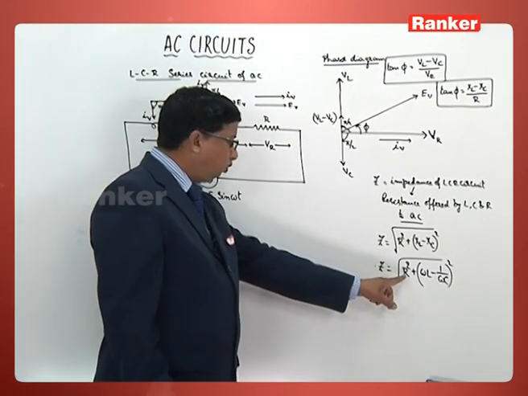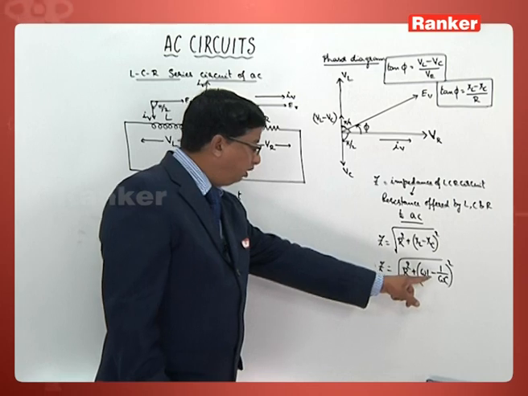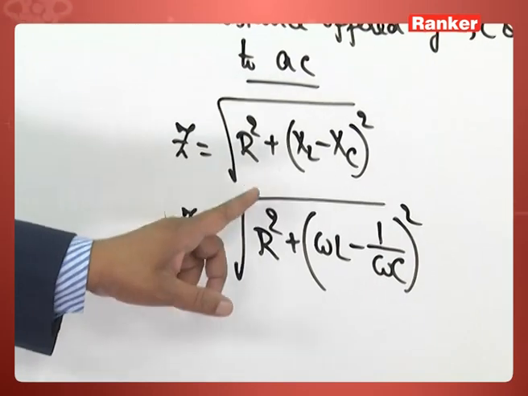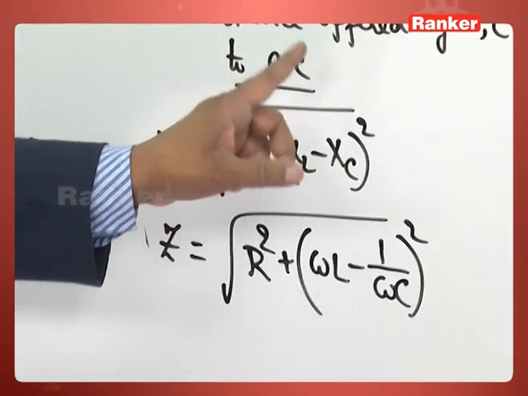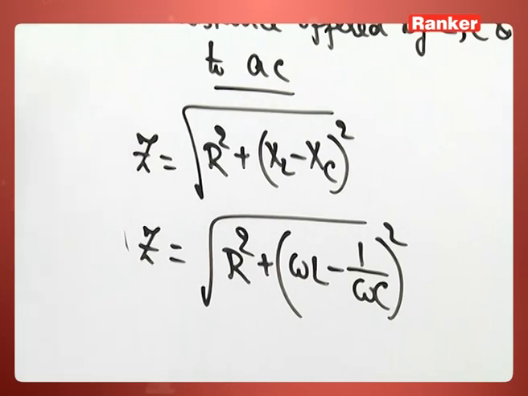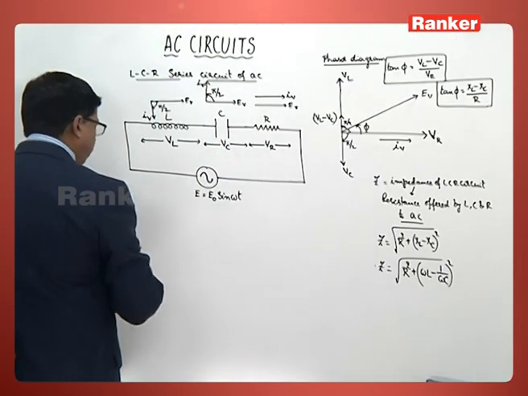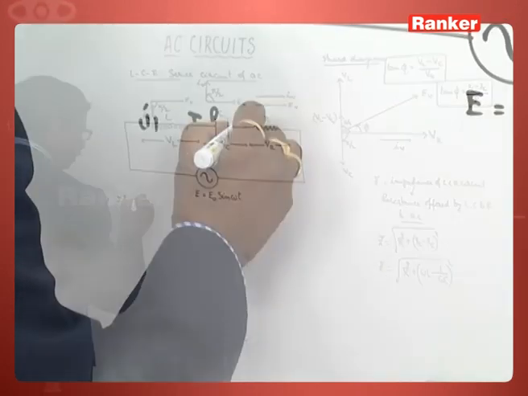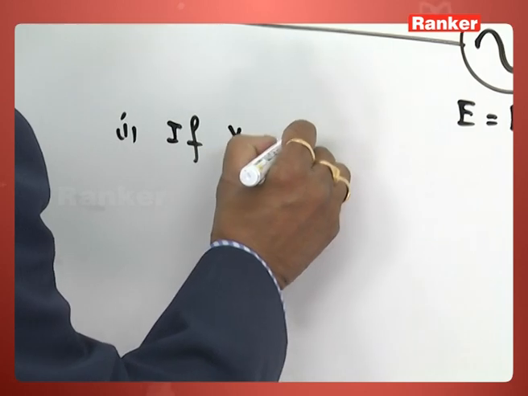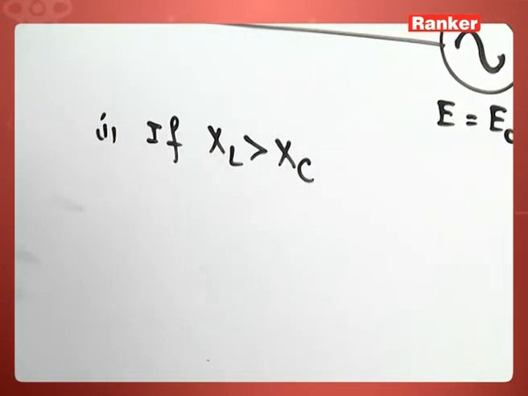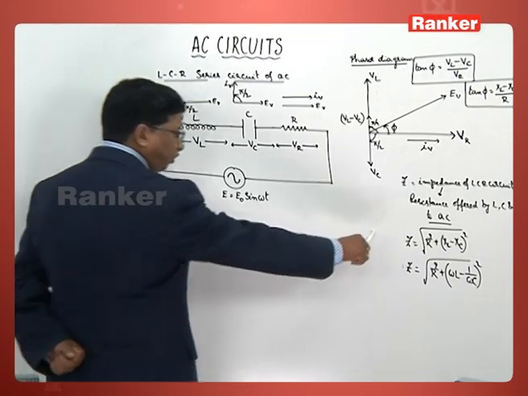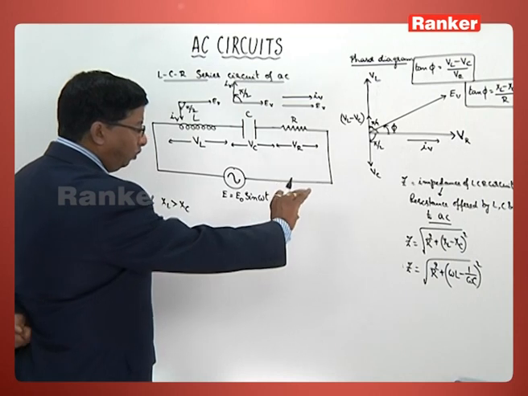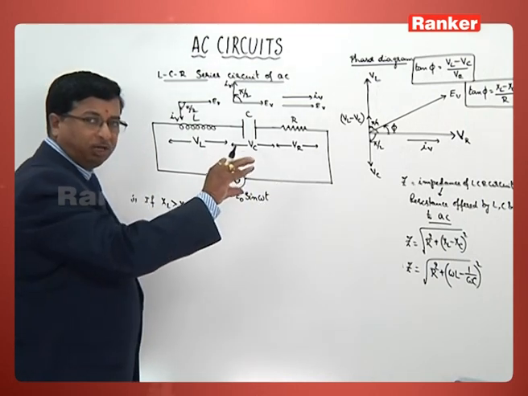Z is equal to root over R square plus omega L minus 1 by omega C whole square. In other words, R square plus XL minus XC whole square, whole under root, that is equal to Z. I write a condition here. The first condition is this: if XL is greater than XC, then you surely can understand in this particular case the value of XL minus XC will be positive.